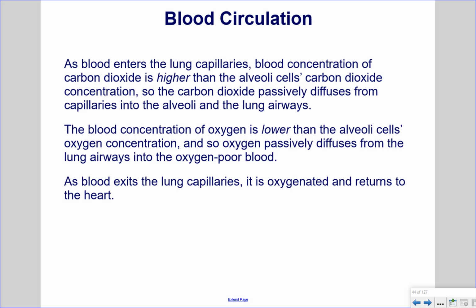As blood enters the lung capillaries, blood concentration of carbon dioxide is higher than the alveoli cells' carbon dioxide concentration. So the carbon dioxide passively diffuses from capillaries into the alveoli and the lung airways. The blood concentration of oxygen is lower than the alveoli cells' oxygen concentration, so oxygen passively diffuses from the lung airways into the oxygen-poor blood. As blood exits the lung capillaries, it is oxygenated and returns to the heart.